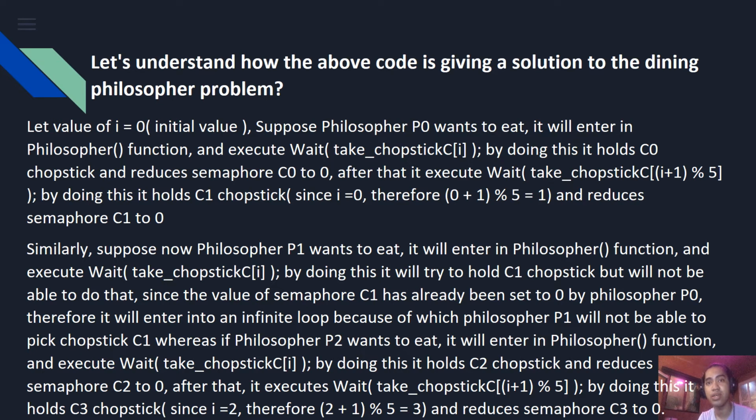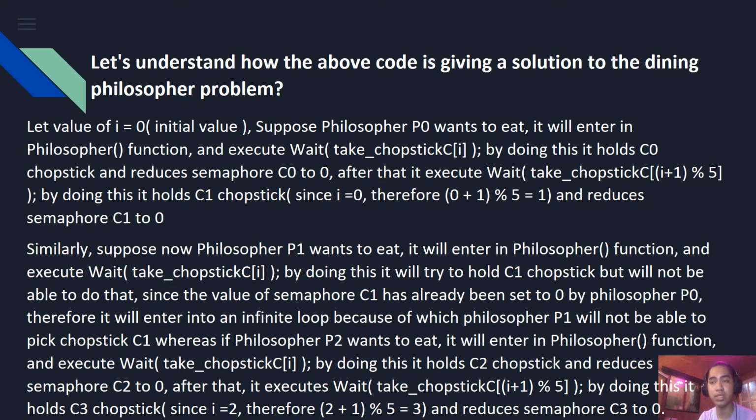Similarly, suppose now philosopher P1 wants to eat. It will enter the philosopher function and execute wait(take_chopsticks[i]). By doing this, it will try to hold c1's chopstick but will not be able to, since the value of the semaphore c1 has already been set to 0 by philosopher P0. Therefore, it will enter into an infinite loop, because of which philosopher P1 will not be able to pick chopstick c1.